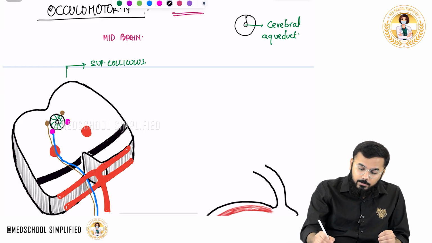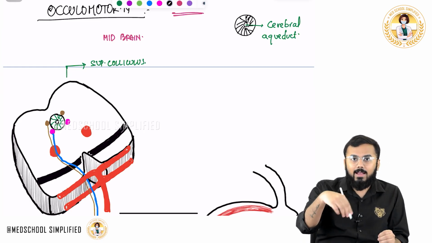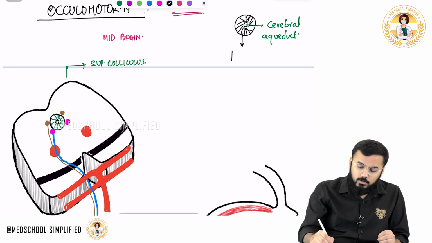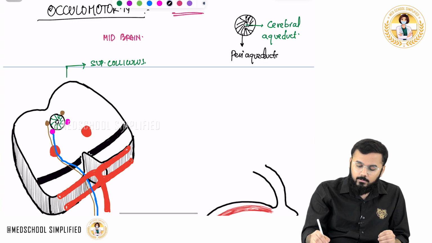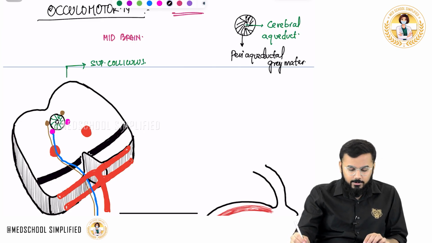Now, surrounding the cerebral aqueduct, whatever grey matter you see is called the periaqueductal grey matter.